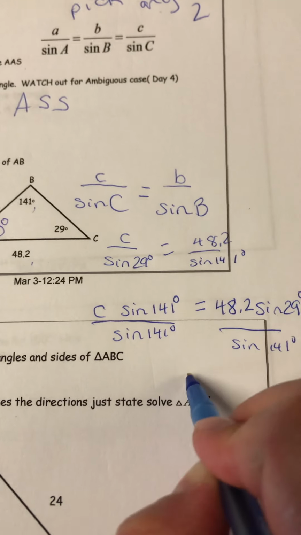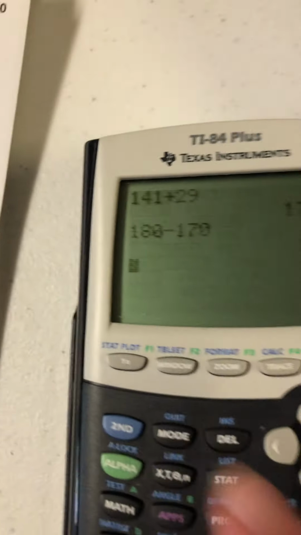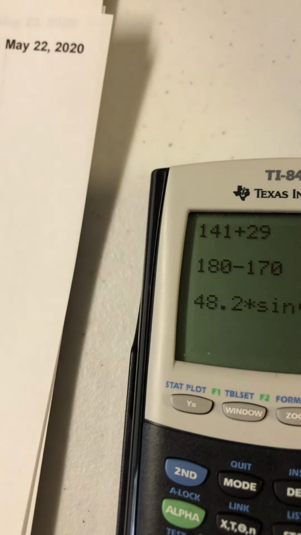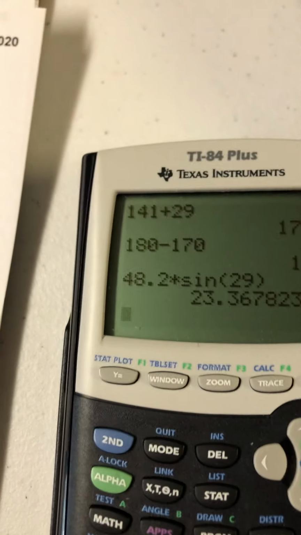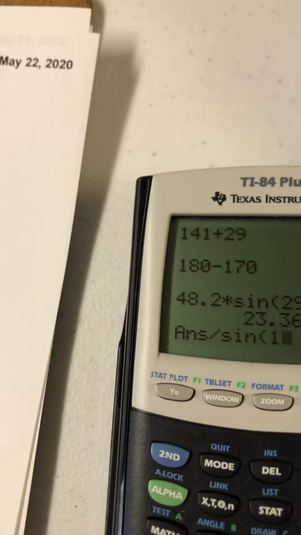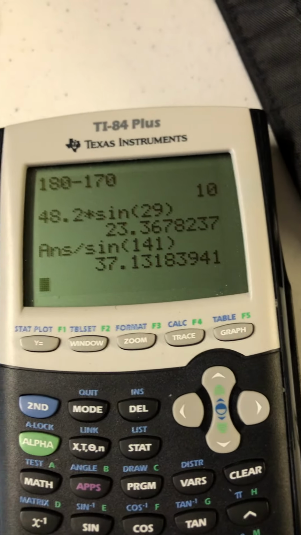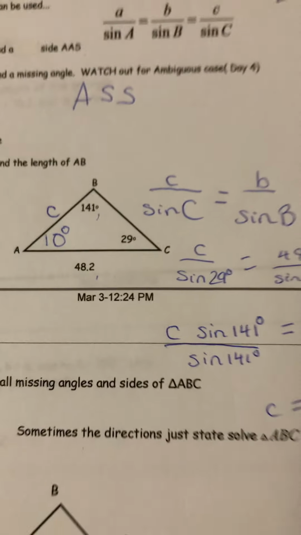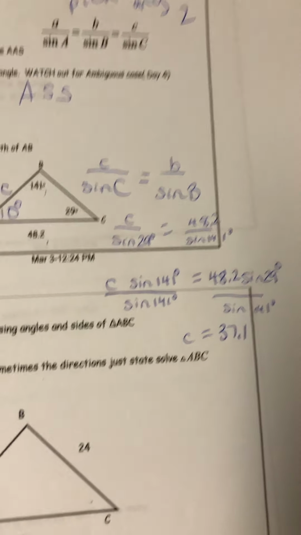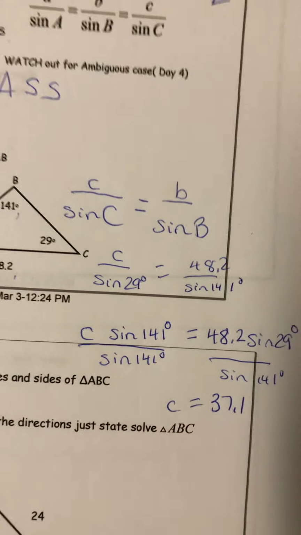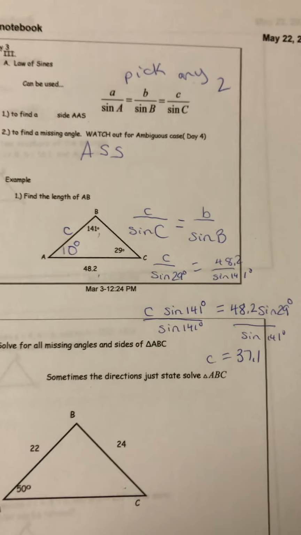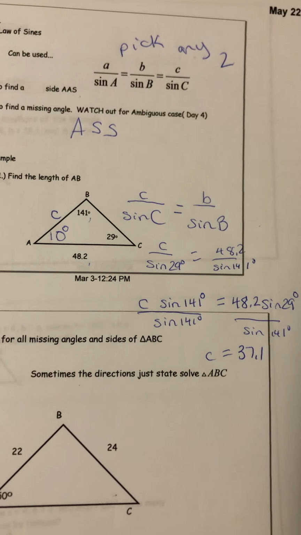Again, use your calculator. Check the mode. The mode should be in degrees. So we're going to take 48.2 times the sine of 29 degrees, and now divide by the sine of 141 degrees. And this is the answer we get. I don't see any provisions for rounding, so let's do 3 sig figs: 37.1. You don't have to write the units down. If they do provide them, let's say centimeters, go ahead, but you don't have to. And that's example number 1, using the law of sines.